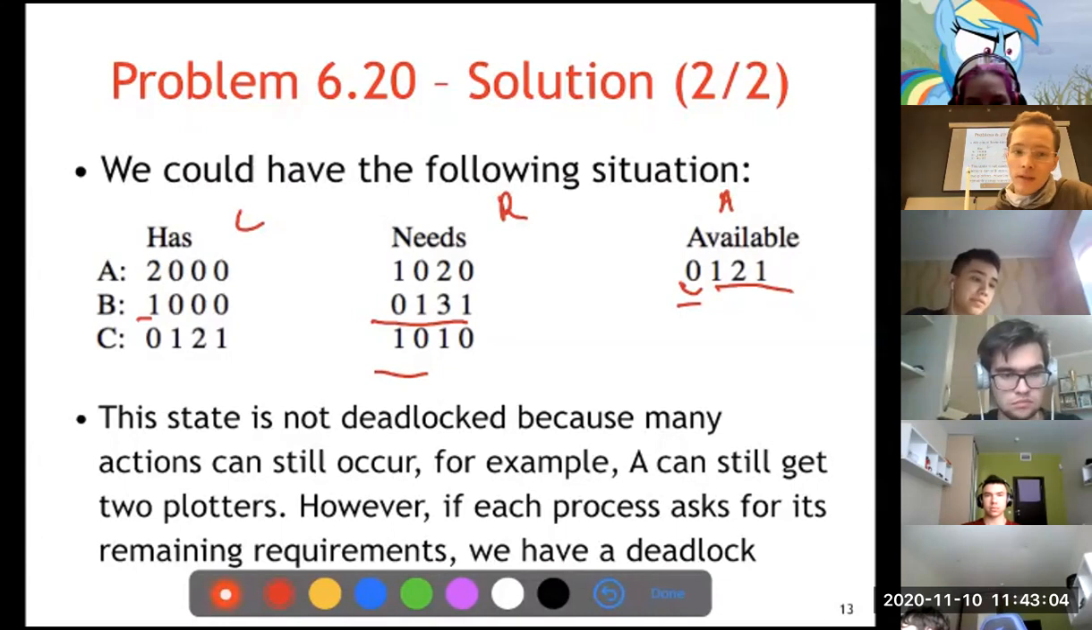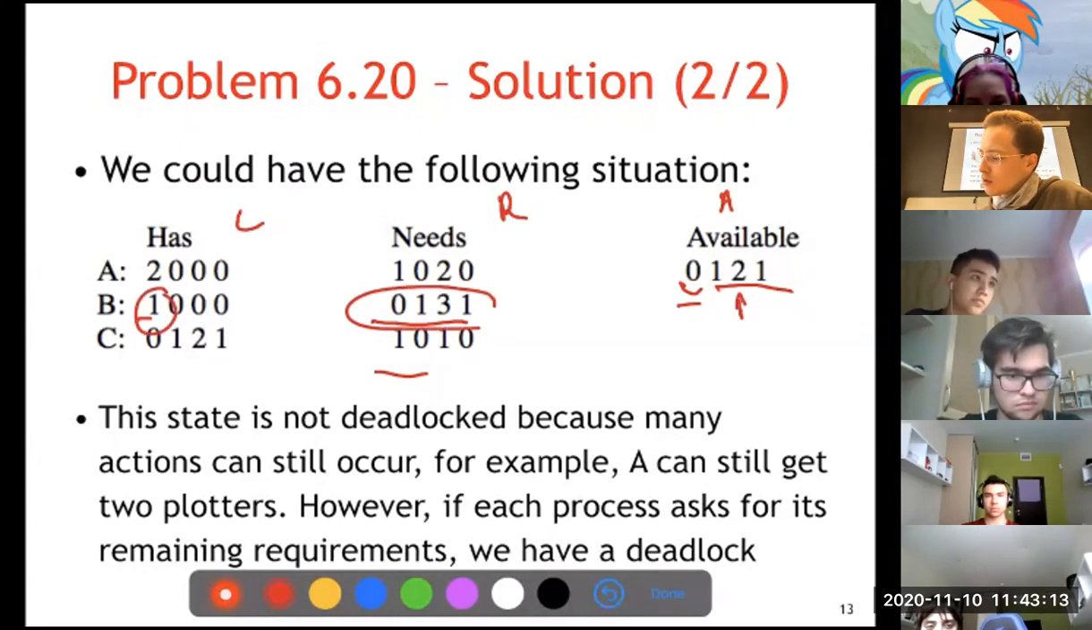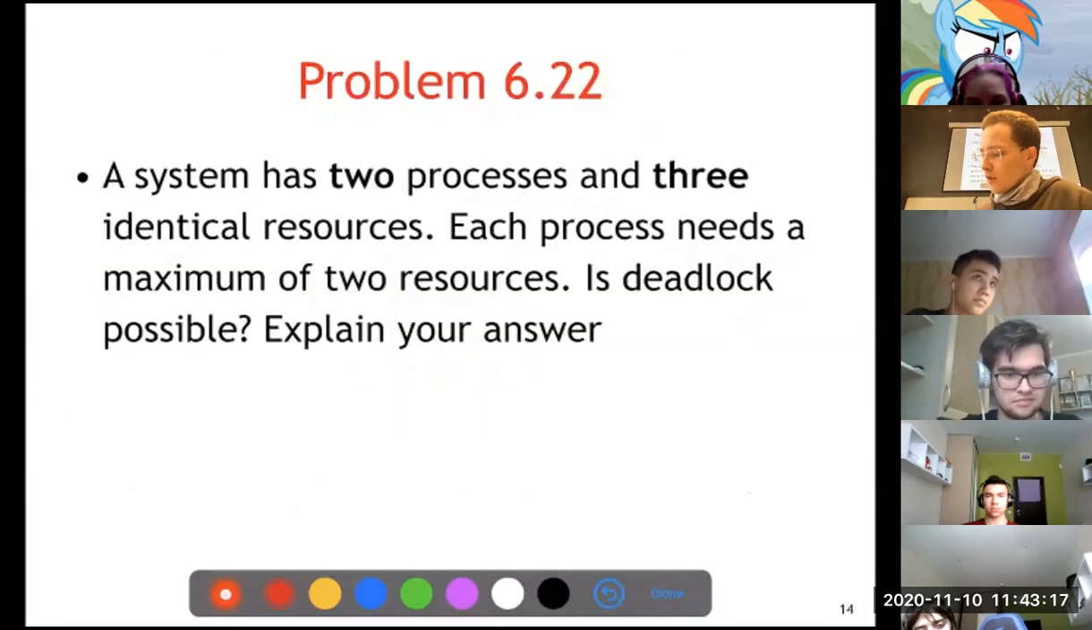Yes. And the point is, if there is any other process that can give us just one plotter, this one will finish, releasing its resources, so this one will finish as well, and then this one will be finished. So there is a possible situation where there is neither a safe state nor a deadlock.